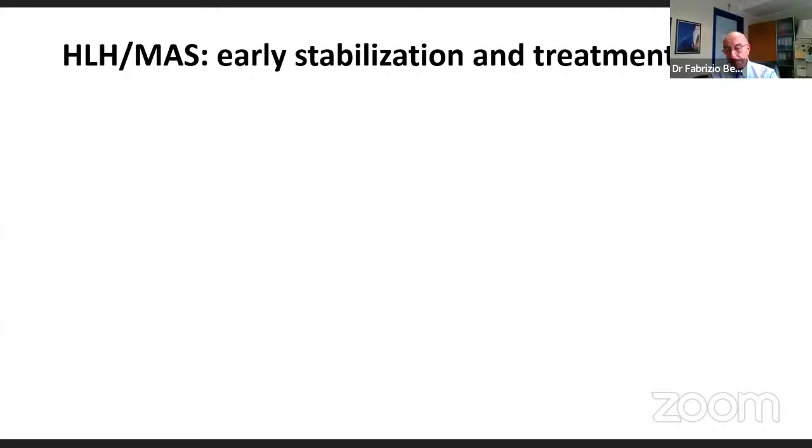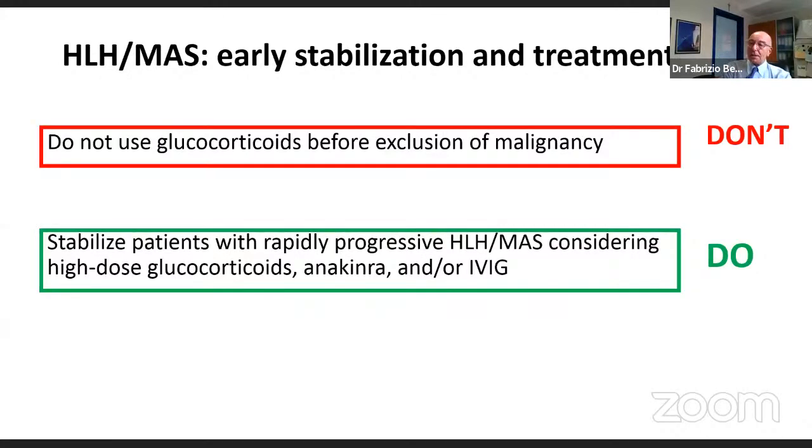And finally, early stabilization and treatment I alluded to. Some of these patients are acutely sick and they worsen very rapidly. Sometimes it's a matter of not even a day, it's a matter of a few hours. They can almost die overnight. And so there are one do and one don't. Try not to use glucocorticoids before having excluded malignancy.